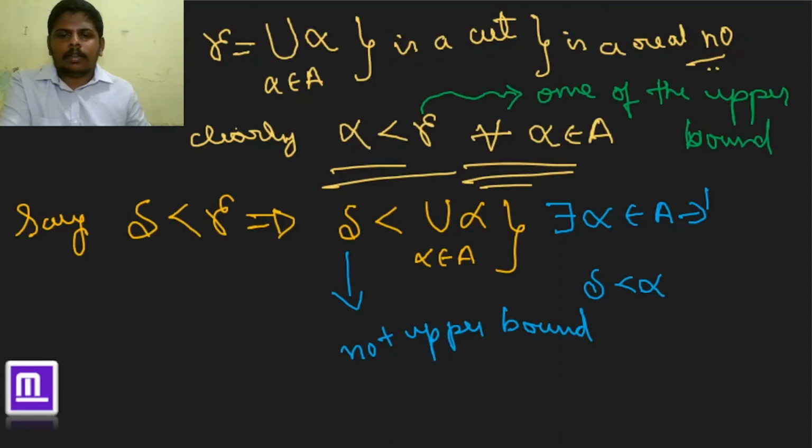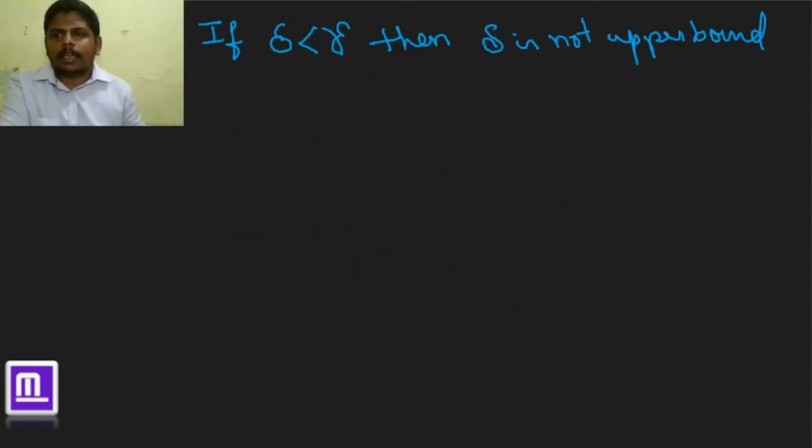You look here, we took this part, delta less than gamma, and we got this one as not an upper bound. That is what we are writing here.